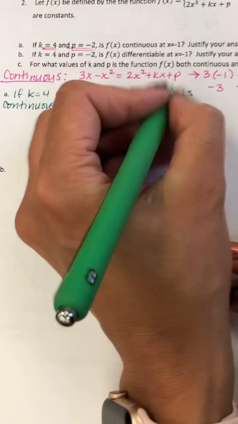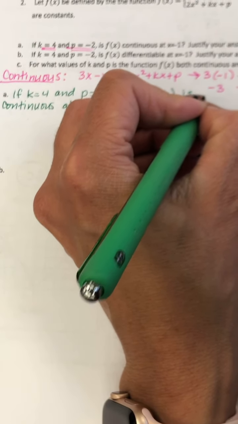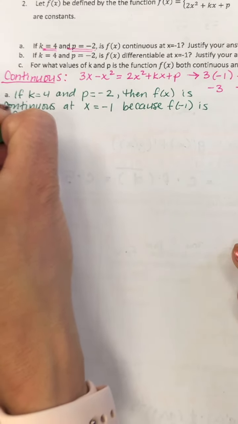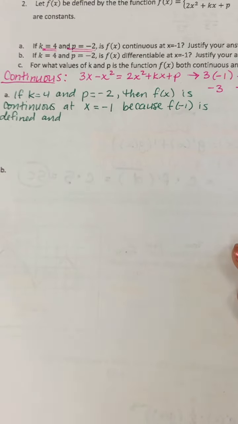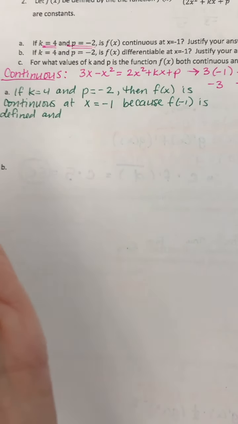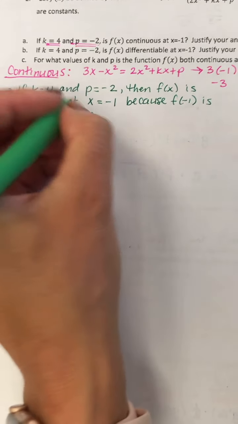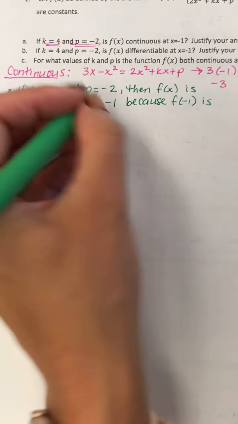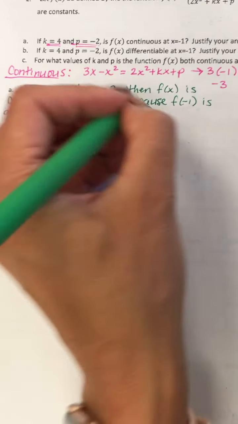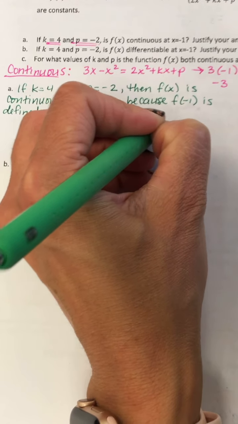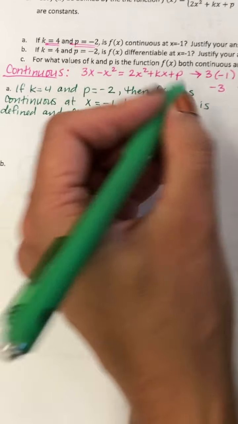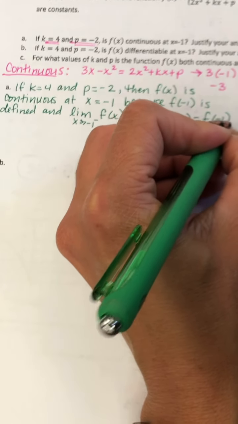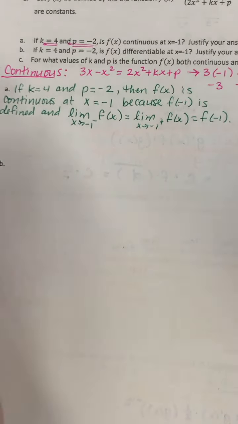because we have to say it's defined, because f of -1 is defined. And, all right, I lost my spot. Oh, sorry. And the limit as x approaches -1 from the left of f of x equals the limit as x approaches -1 from the right of f of x, which is equal to f of -1 because it's defined. And that is our write-up.